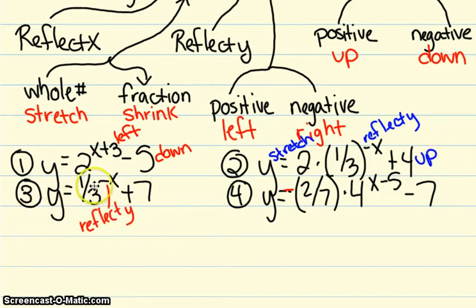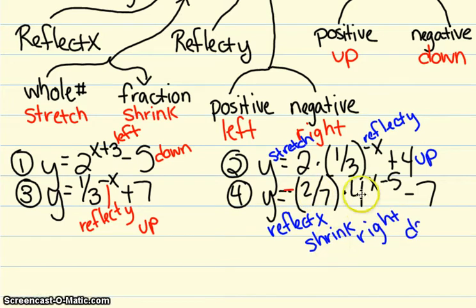Number 3, we have the 1/3 again, which tells us it's going to be an exponential decay. The negative in front of x tells us we're going to reflect y, and our plus 7 on the end tells us it's going to move up 7 units. Our last one has several transformations going on. We have the negative in front, which means it reflects x. The 2/7 is a fraction, so it is going to shrink. Our 4 here tells us it's going to be an exponential growth function. Our minus 5 tells us it's going to move to the right 5 units, and our minus 7 tells us it's going to move down 7 units.